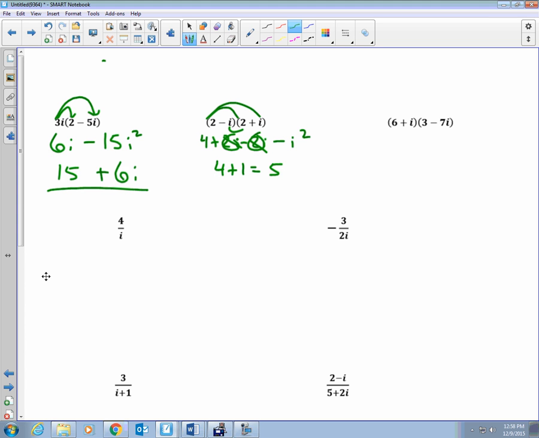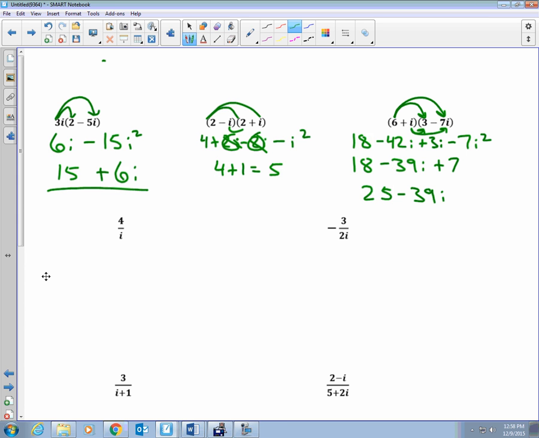All right, 6 plus i and 6 minus, or 3 minus 7i. You do this on your own. Go. See if you can do this. Okay. I got a 25 minus 39i. What do you think?